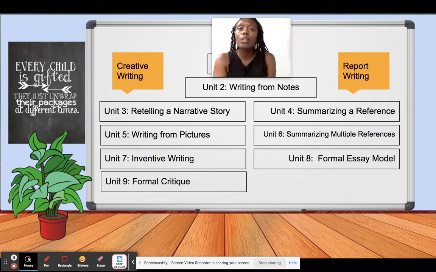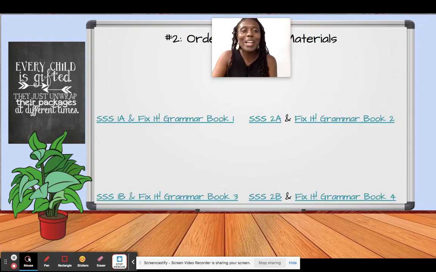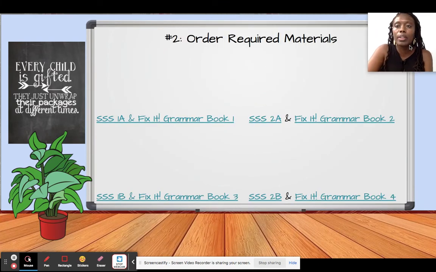Now, the formal critique will, of course, have an introduction paragraph and a conclusion paragraph. So it will be a 5-paragraph essay. But the nice thing is that it builds upon what we learned in Unit 3. So for those of you who are new to IEW, this is a crash course. And hopefully you'll understand how the units work and which units are creative writing units and which units are report writing units. All right, let's go ahead and move on to ordering the materials.